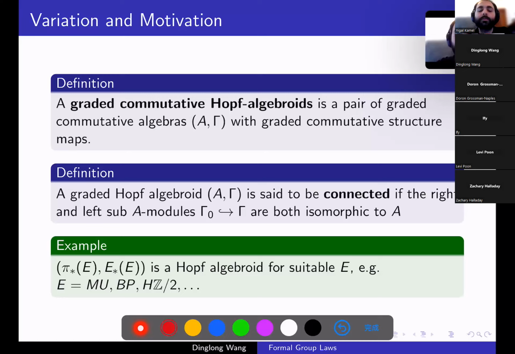What is gamma 0? The gamma 0 is the elements of degree 0. I see. Yeah, sorry.